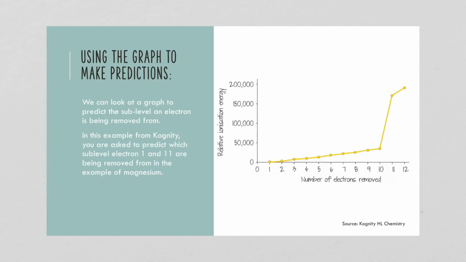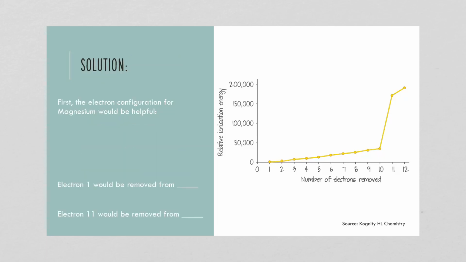We can also use the graph to make predictions. So we can look at a graph to predict the sub-level that an electron is being removed on. So in this example from Cognity, you're being asked to predict which sub-level electron number 1 and electron number 11 are being removed from in the example of magnesium. First off, it would be easiest if you drew the electron configuration for magnesium so you can figure out where those electrons are coming from.